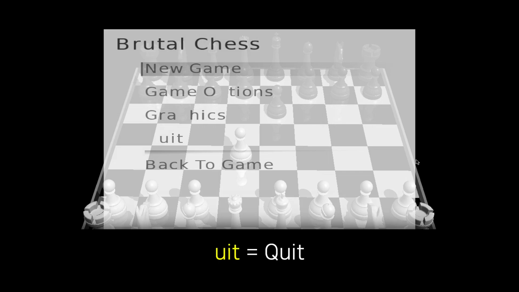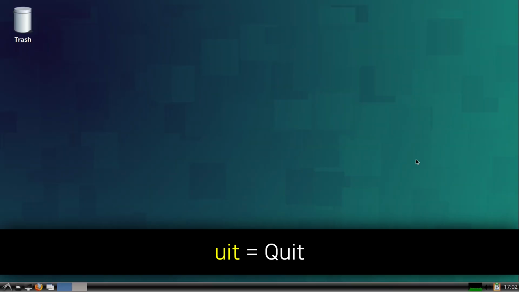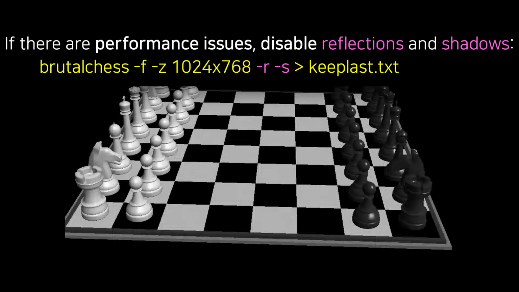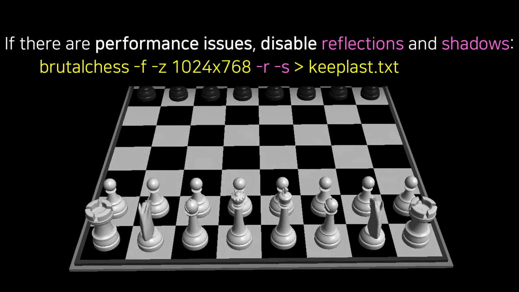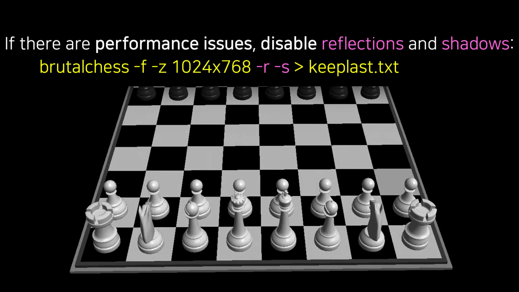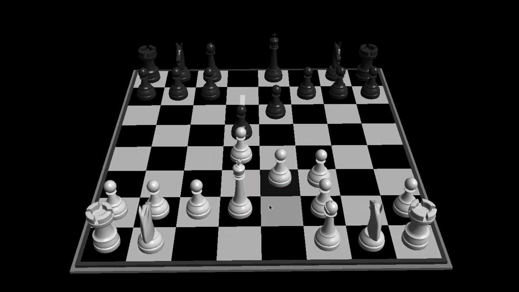Now, if there are letters missing from the menu, QUIT means quit, which is how we can close out of Brutal Chess. Keep in mind that if you experience performance issues, then you can add the -R and -S options for disabling the reflections and shadows in Brutal Chess. Here I played some chess for a few minutes.